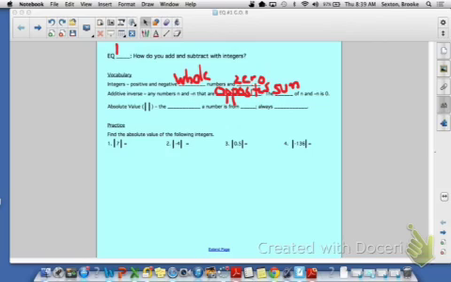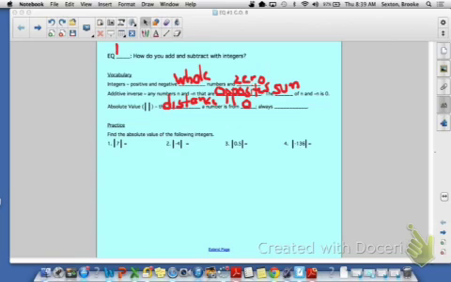Next is absolute value. Absolute value is the distance a number is from 0. It's all about distance. So if you think about a number line, how far away is a number from 0? Whenever I measure distance, I've never measured in negative numbers. I don't know about you.